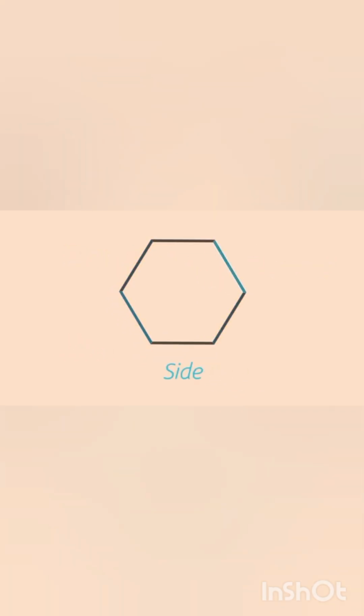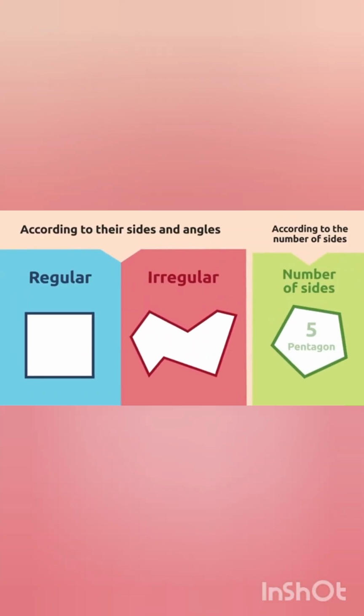These are the different parts related to a polygon. First one is side. Here you can see the sides of a polygon. And these are the vertices. Two lines joined together form a vertex. And here you can see an angle. This is the diagonal. When two non-adjacent vertices join together, you will get a diagonal.